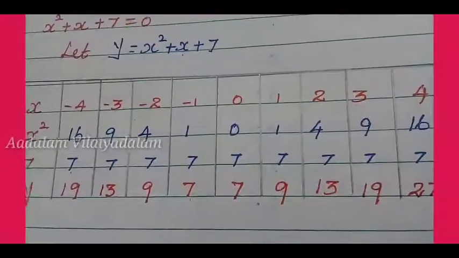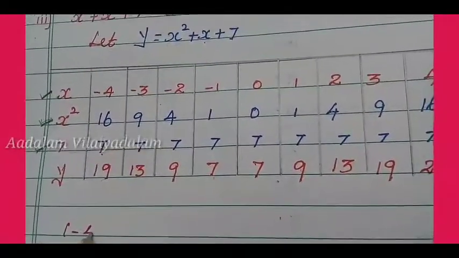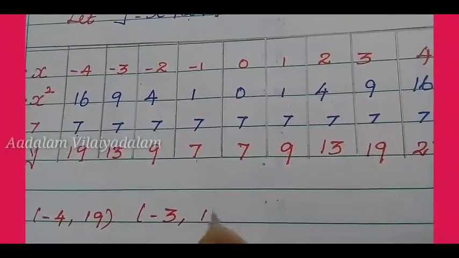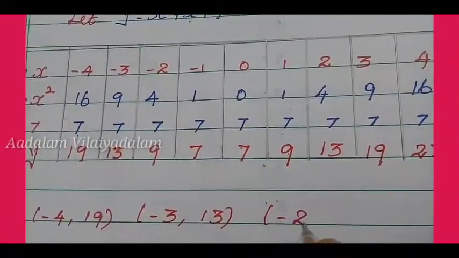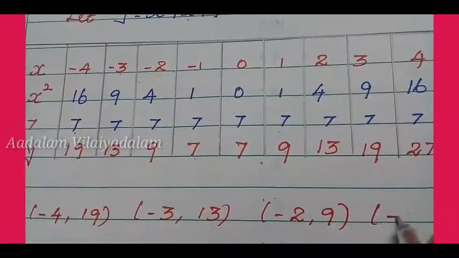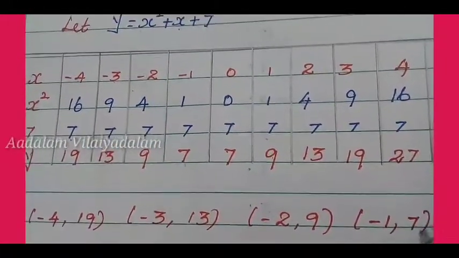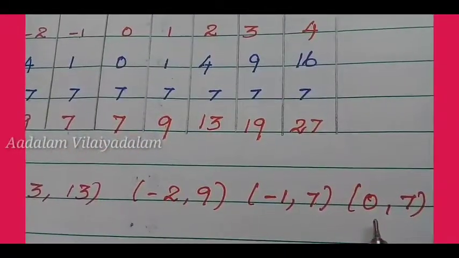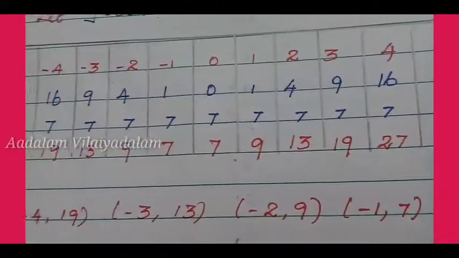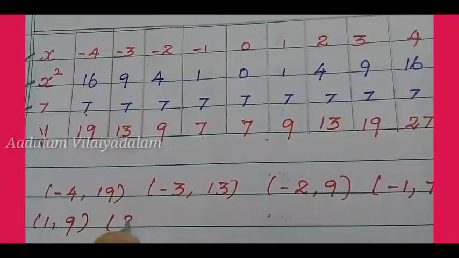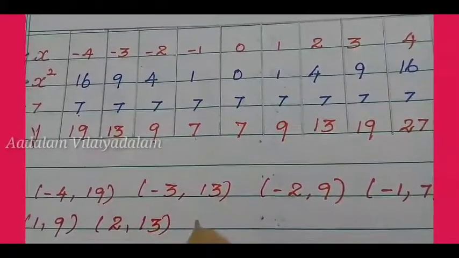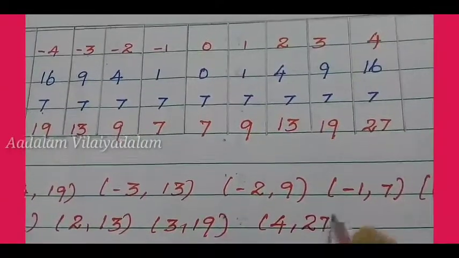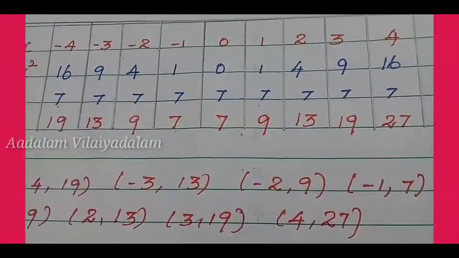So plot the points. The first point is minus 4, 19. Second one, minus 3, 13. Minus 2, 9. Minus 1, 7. 0, 7. 1, 9. 2, 13. 3, 19. 4, 27. Now we have to plot the points.